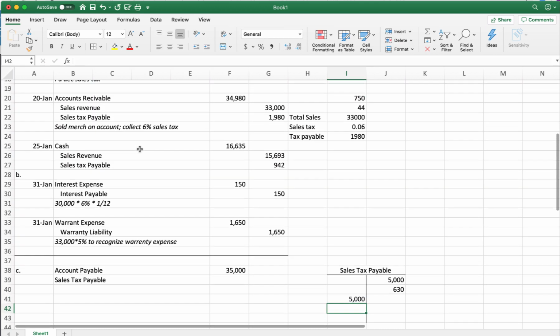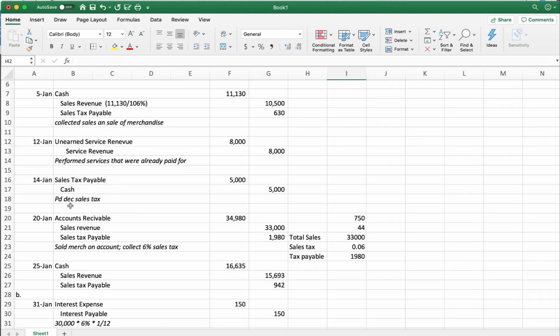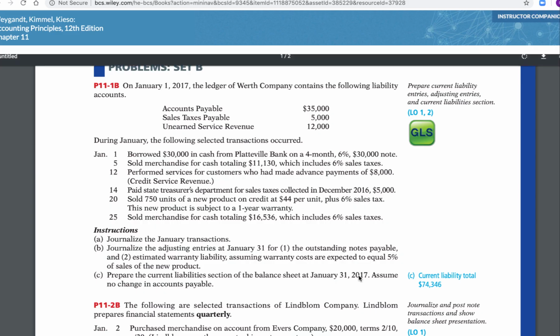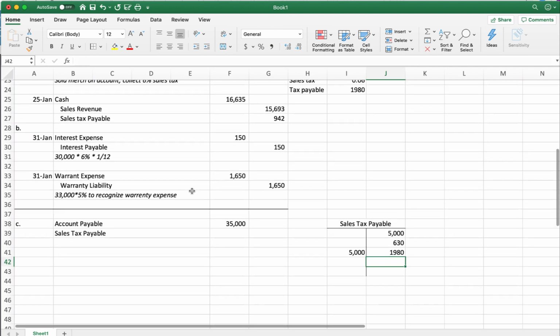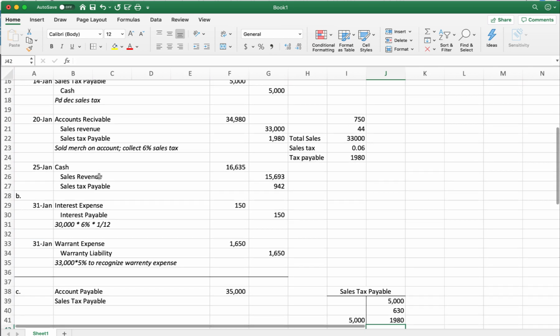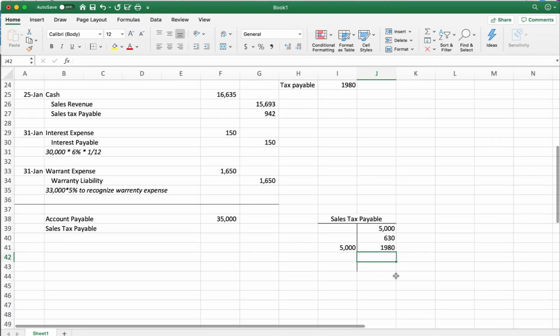Okay. And then I need to look, did I hit sales tax payable any other time after I paid it? Yeah, I have some right here, right? On January 20th, we collected $1,980. Sorry. So I'm going to post that credit, $1,980. And then I need to look and see if I hit that sales tax payable any other time. Yep, sure did. January 25th, sales tax payable, debit of $942. I'm going to post that.